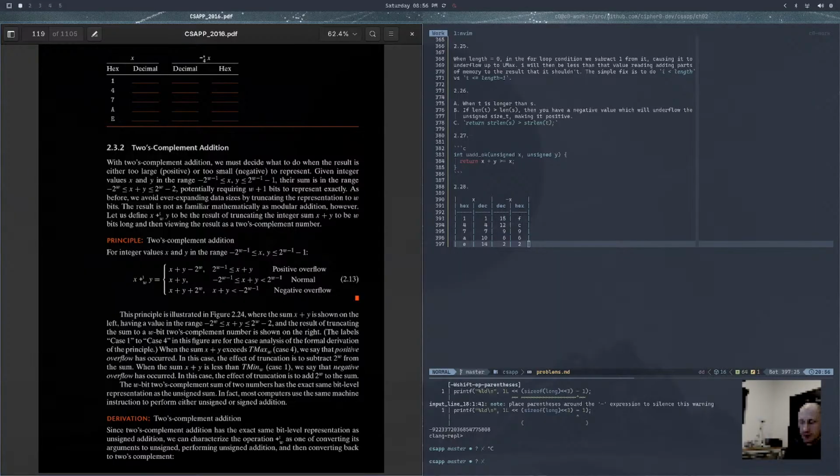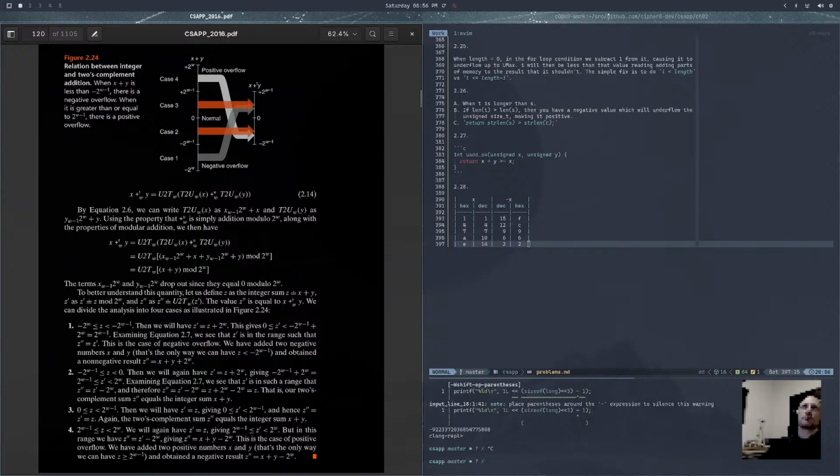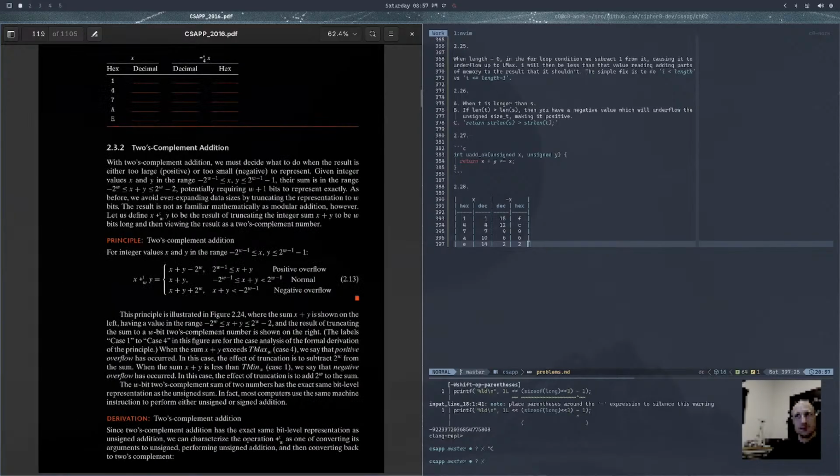I always thought you just wrap around, but maybe I'm wrong. Oh, there's a nice little pretty diagram here. So positive overflow goes negative, yep. Negative overflow goes positive, yep. And then normal is normal. That's exactly what I would have expected. I don't think I really need to go deep into this.